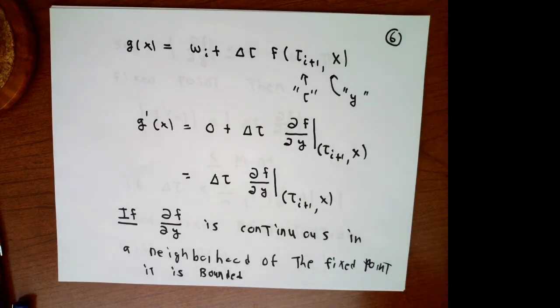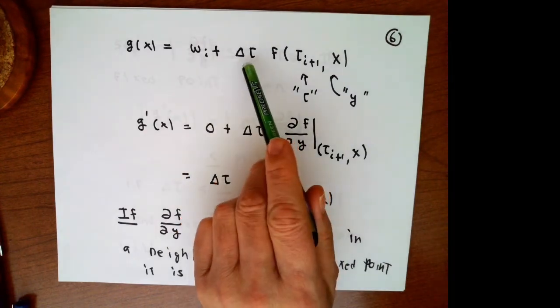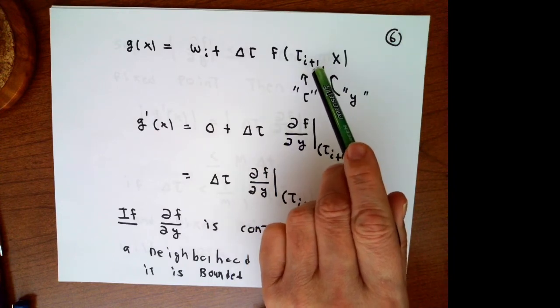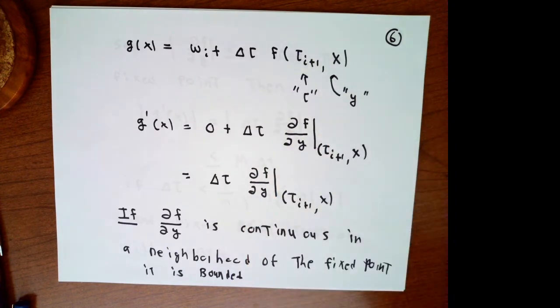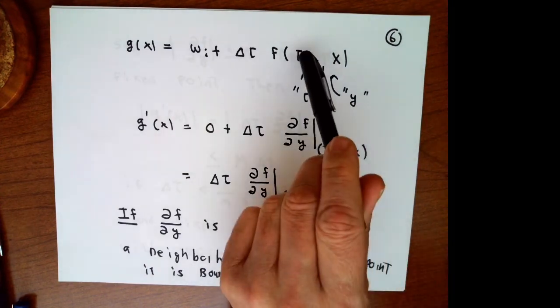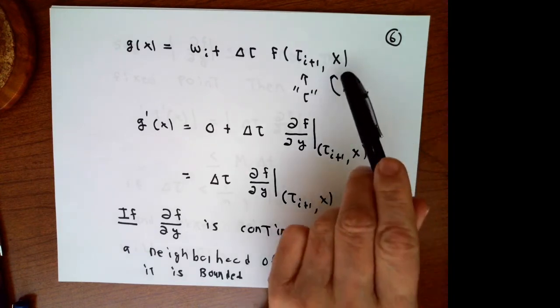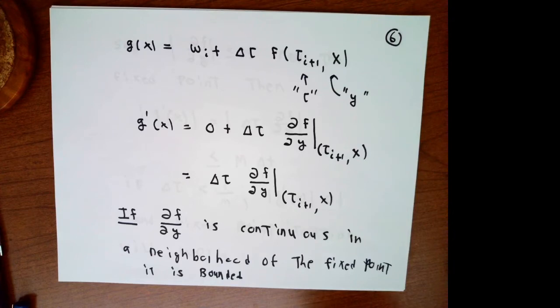Again, the g function is a constant plus a constant times f evaluated at, with respect to the fixed point iteration, ti plus 1 will be a constant, x. F generically takes two arguments, t and y. The t slot is occupied by ti plus 1 in this case, and the y slot is occupied by x. The only dependence on g of x is that it appears in the y slot of function f.